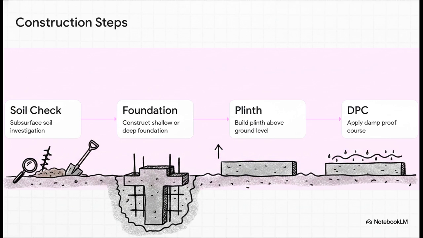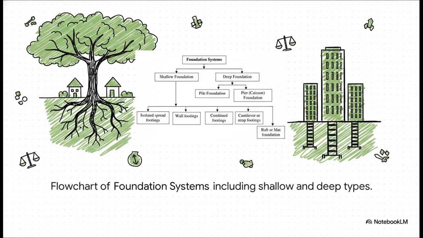Think of the foundation like the root system of a giant tree. It absolutely must safely transfer immense structural loads down into the soil to prevent uneven settling and guarantee overall stability. If you're making a mental checklist for inspecting foundation stability, it goes like this.